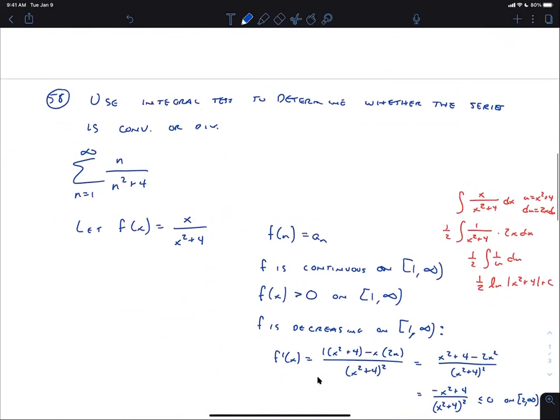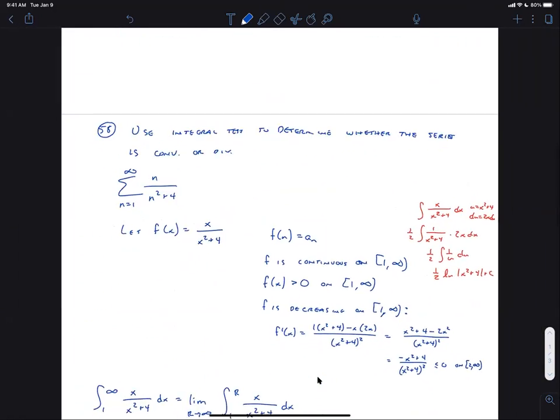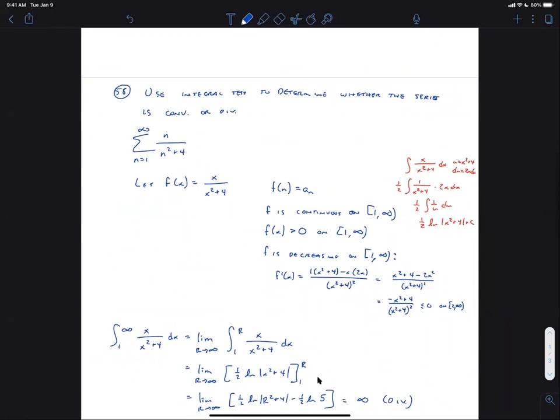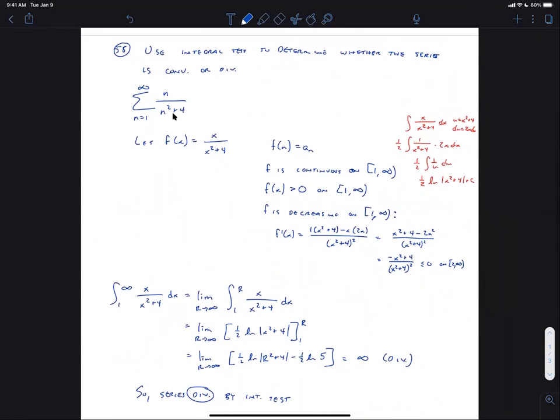If you look back at the original problem, this is one where we probably should have known that it was going to diverge. It's going to behave the same way as n over n squared, which is 1 over n. That's the harmonic series. So if you weren't told to do the integral test here, you would do the limit comparison test with 1 over n, and 1 over n diverges, so then so does the original with the limit comparison test.